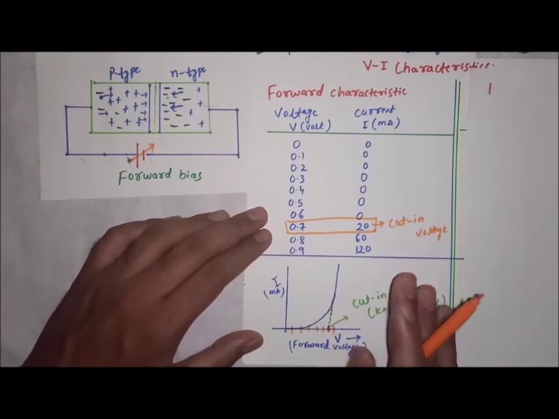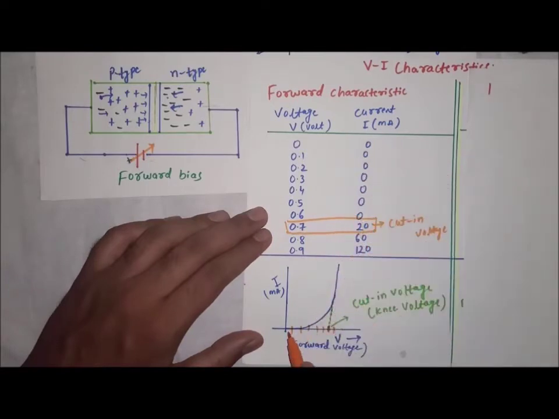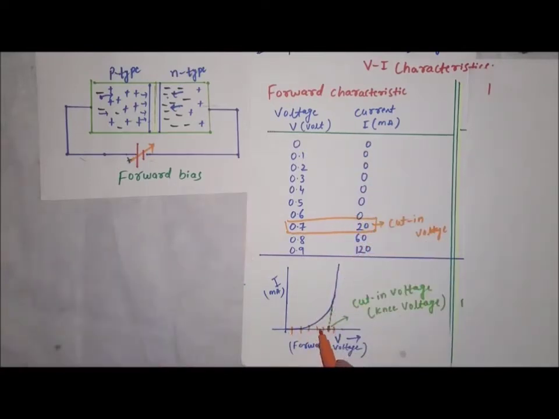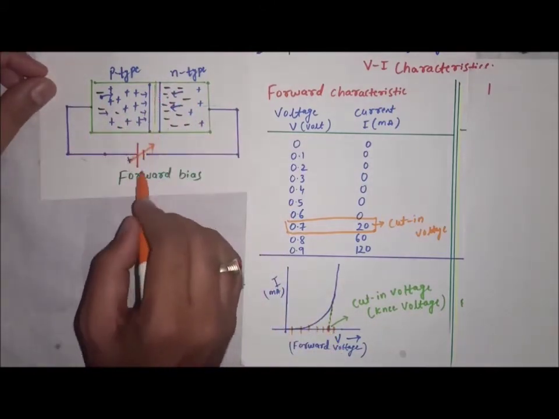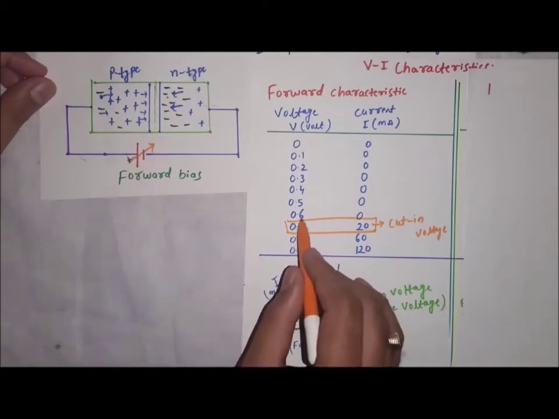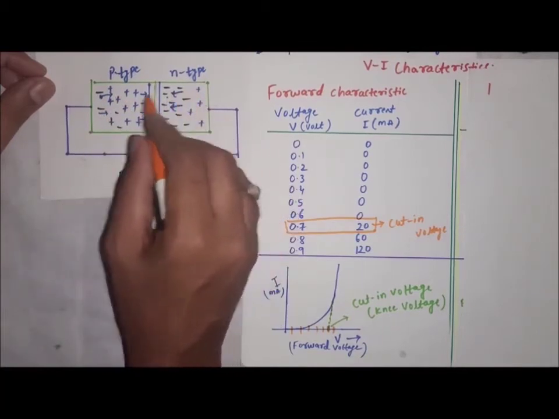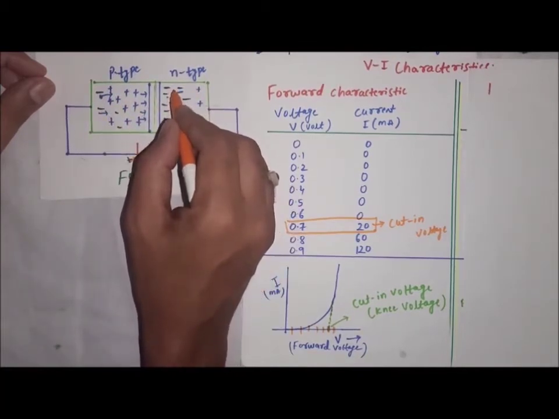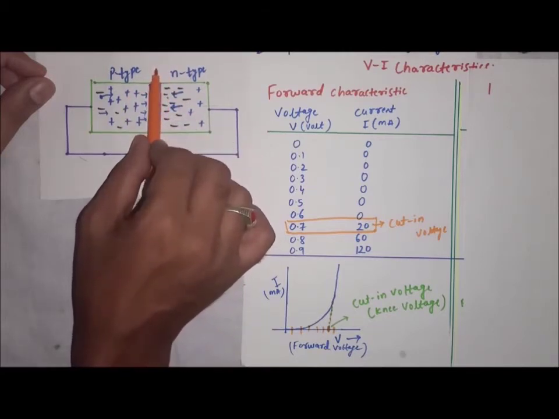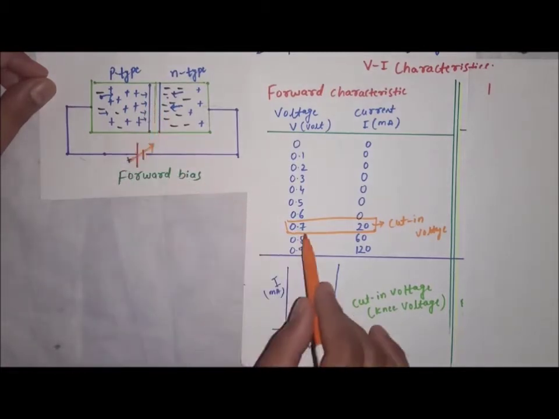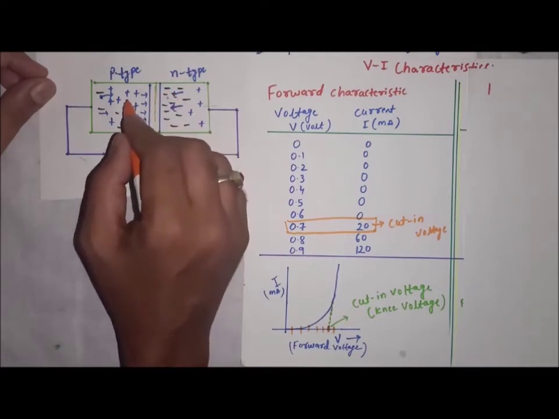And why does this happen? Till 0.7 volt you are not at all getting the current. Current is zero till here. Why is it so? It is because, look at this diagram. If you keep on increasing the voltage till around 0.6 volt, what happens? These holes and electrons, the majority charge carriers, do not have enough energy to overcome the barrier potential. This is the barrier, and the barrier potential is 0.7 volt. That is why they cannot cross the junction.